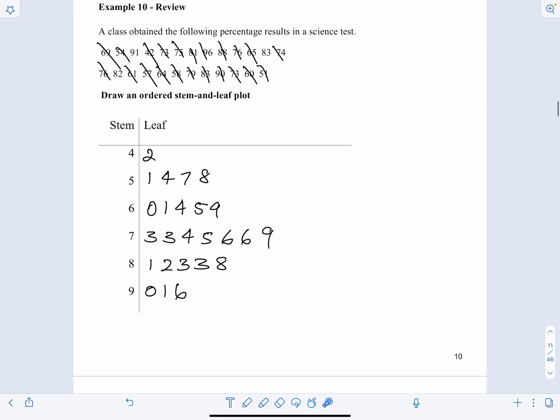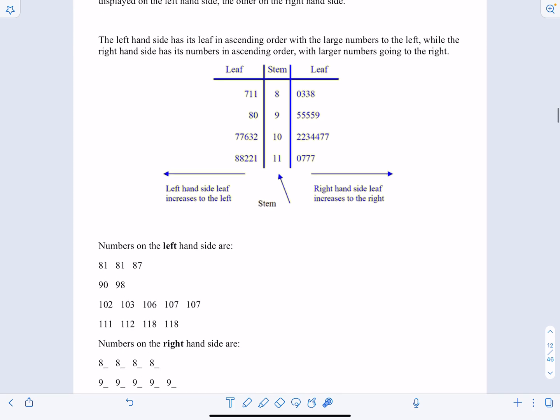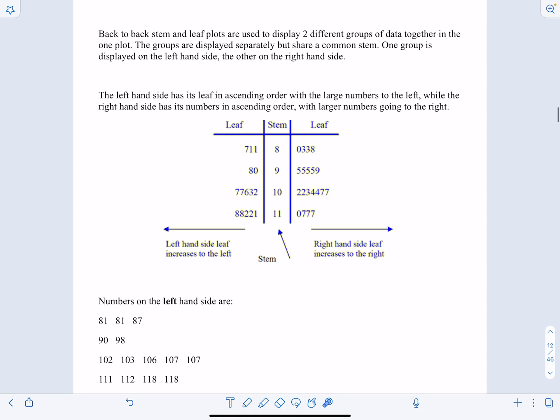Okay, so let's have a look at the next page. Now we have, sometimes, a back-to-back stem and leaf plot. A back-to-back stem and leaf plot can display two different groups in the one display. So now your tens are in the middle, okay? And then the leaf is for one group on the left side, and the other leaf is for the other group on the right side.